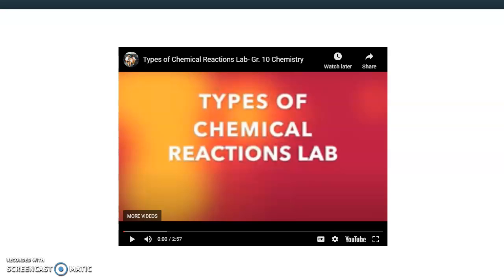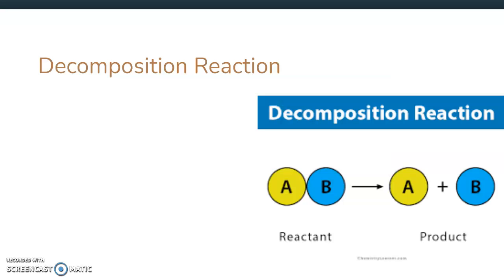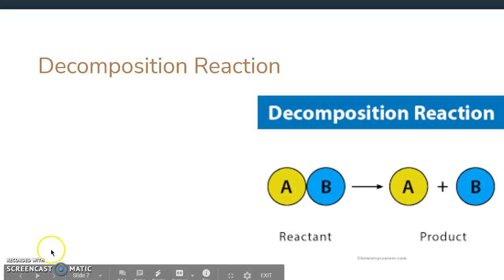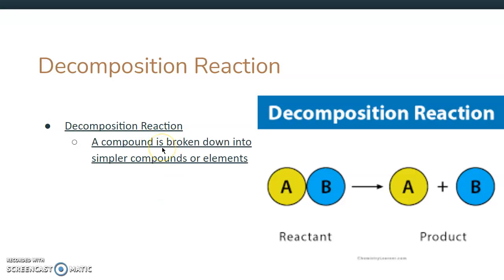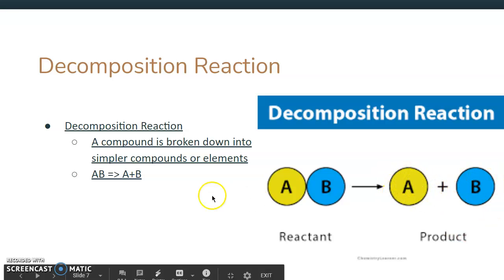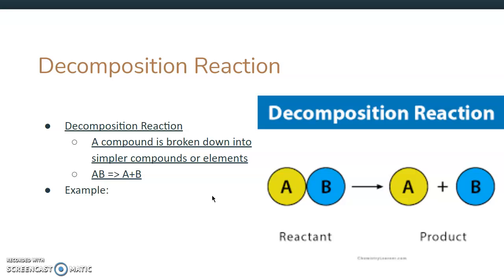Alright, so our next one is a decomposition reaction. So a decomposition reaction is when a compound is broken down into simpler compounds or elements. So it's the opposite of a synthesis reaction. So in a synthesis reaction we were doing A plus B goes to AB. Now we're taking AB and breaking it into 2 simpler elements or compounds.